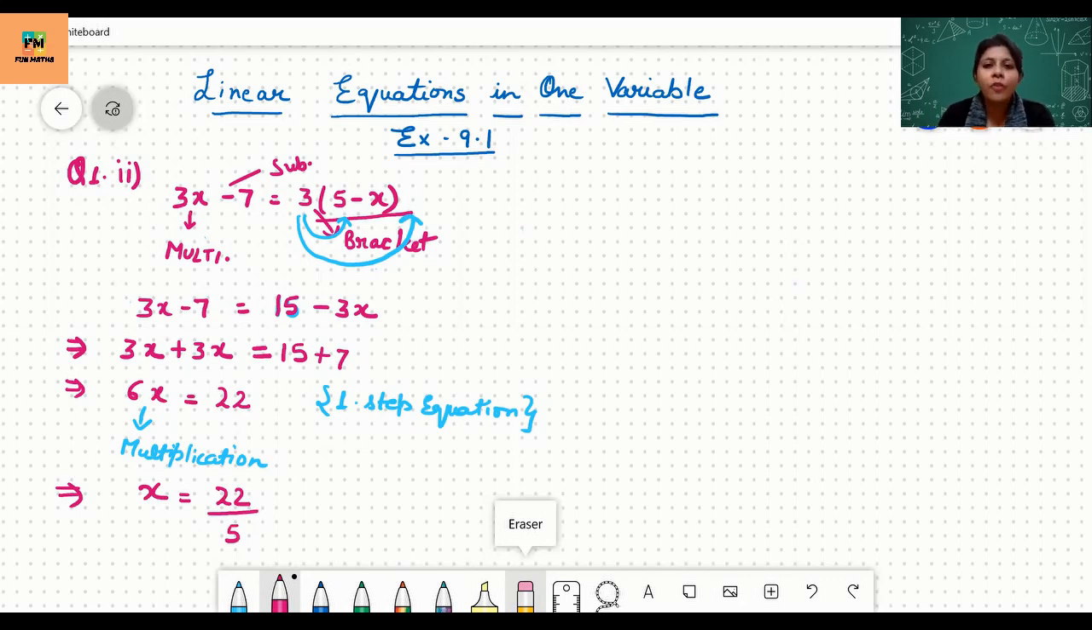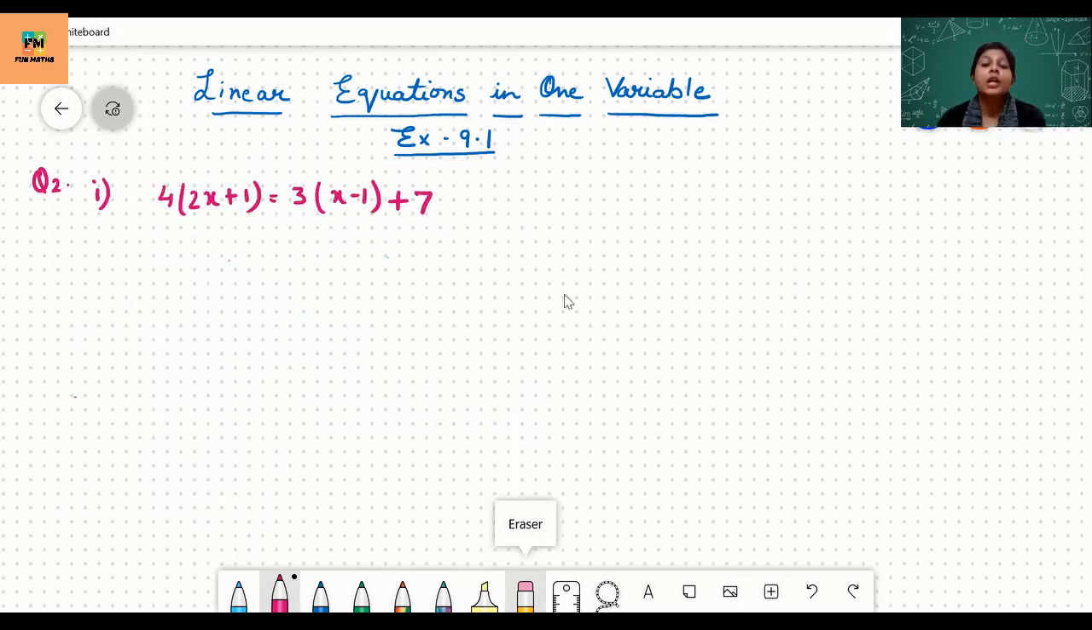So now let's move on to the next question, question number 2. Question number 2 is 4 into (2x plus 1) is equal to 3 into (x minus 1) plus 7. Now, as I told you in the last question, we are going to solve both the sides separately as an expression first. And when we solve the expression, remember, we have to follow the BODMAS. And as per the BODMAS rule, सबसे पहले क्या solve करेंगे? Yes, brackets. So let's open the bracket.